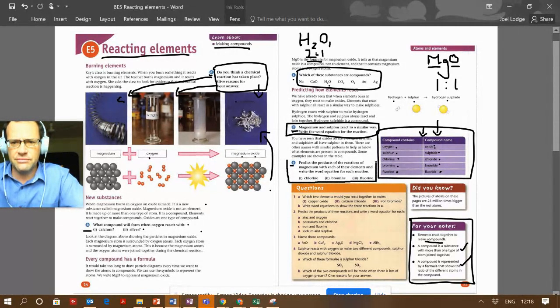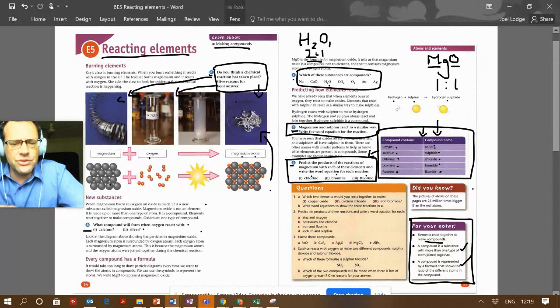Last one, E. Predict the products of the reaction of magnesium with each of these three elements. So you're going to need to use this table here to answer that question. So chlorine and magnesium reacting together would form what compound? Magnesium what? Okay, and write down those three compounds that are formed with those reactions.